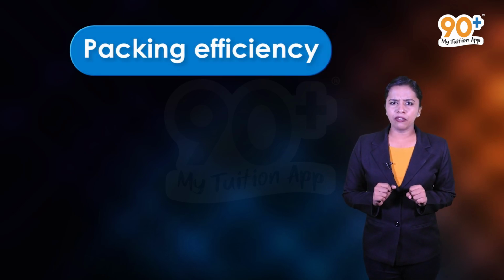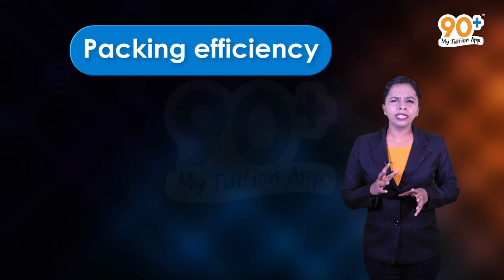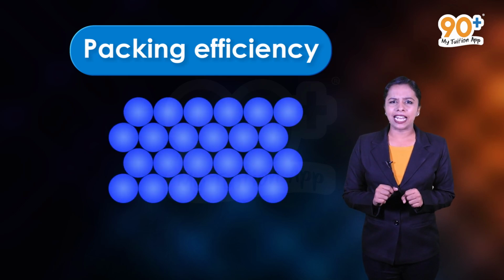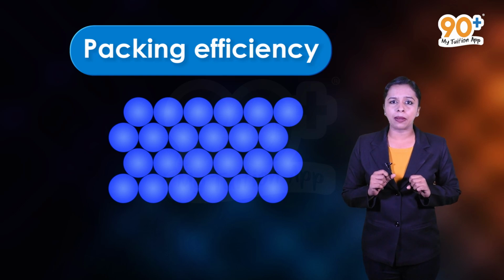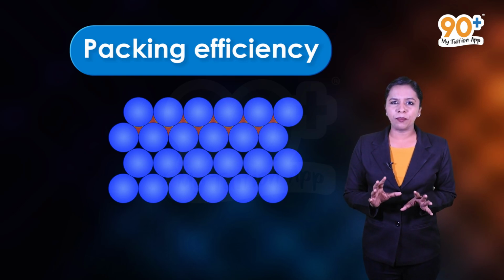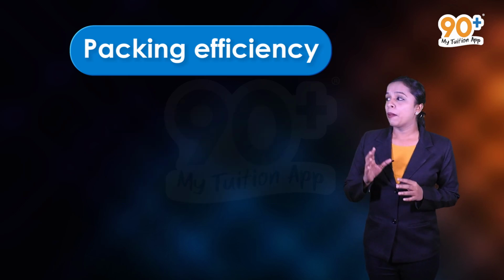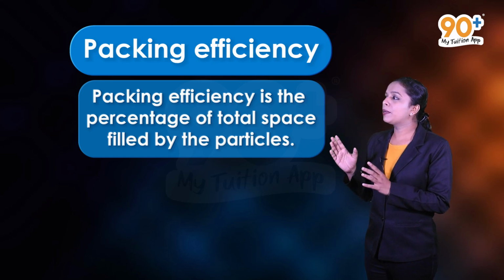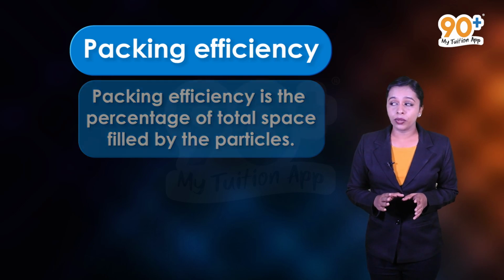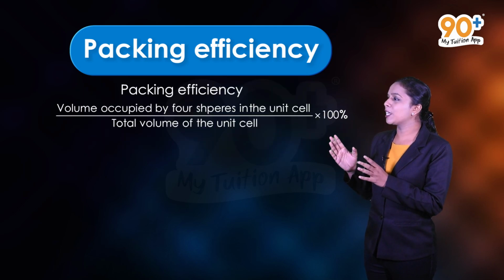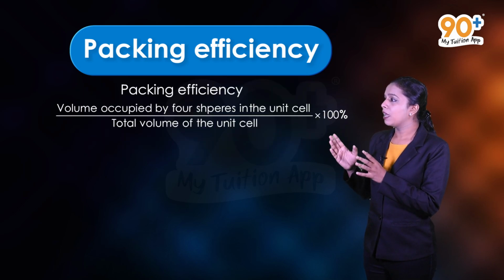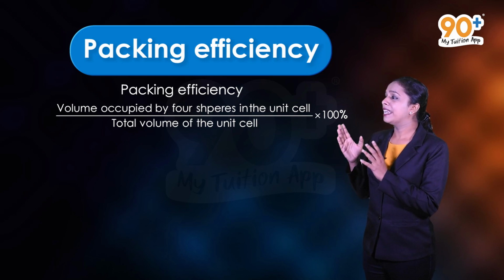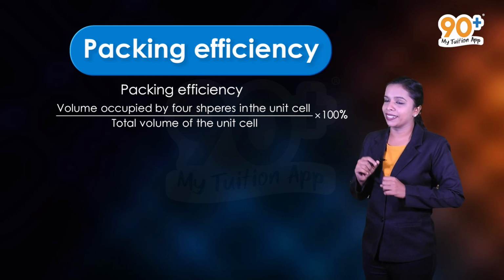Next, we will discuss packing efficiency. Do you know what is packing efficiency? In whatever way the constituent particles such as atoms, molecules or ions are packed, there is always some free space in the form of voids. Thus, we can say that packing efficiency is the percentage of total space filled by the particles. Therefore, packing efficiency is equal to volume occupied by 4 spheres in the unit cell divided by total volume of the unit cell into 100%.